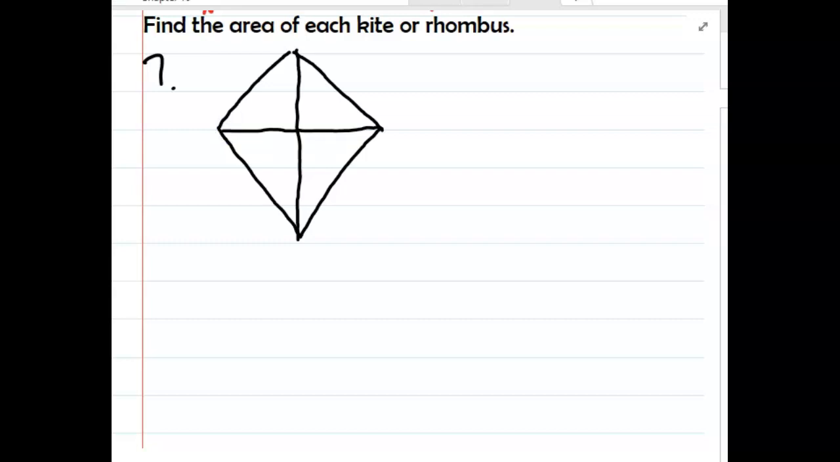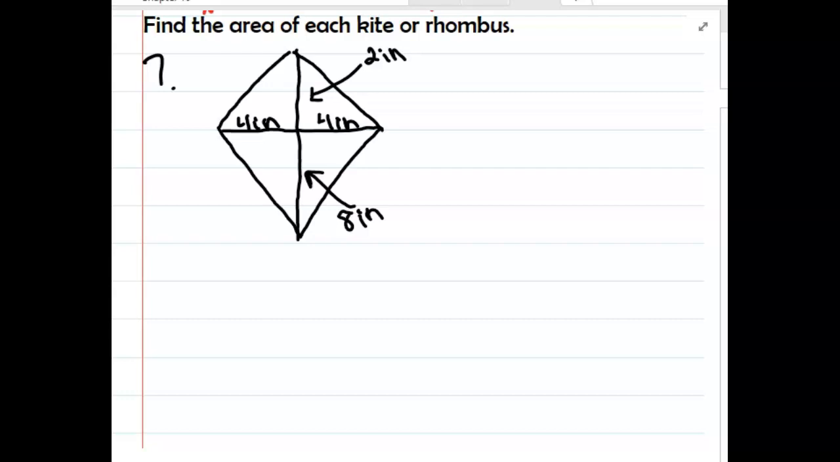Okay, so for this kite, the top segment is going to be 2 inches. The bottom segment is going to be 8 inches. The left segment is 4 inches, and the right segment is 4 inches as well. To find the area of a kite or a rhombus, you're going to take both diagonals, the entire diagonal, and multiply them together. So let's start with the vertical diagonal.